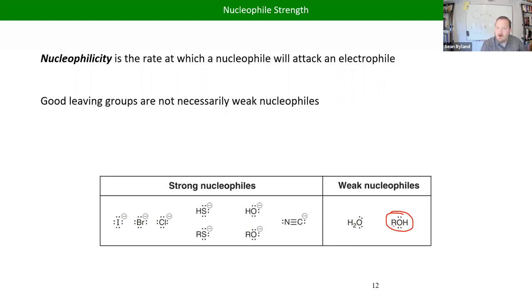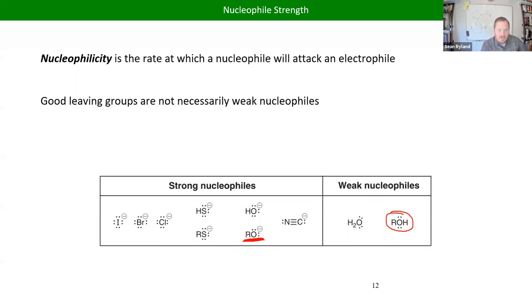I'm not sure we've used R groups in this class yet. Have I just talked about what R means? I'm seeing some confused faces, so I should go back over it even if we have. An R group is just a placeholder that just means something carbon-based. So whatever R is, this is just saying any alcohol, any OH group on an organic molecule is going to be a weak nucleophile. Over here, this is saying if you deprotonate that alcohol, it's a strong nucleophile.